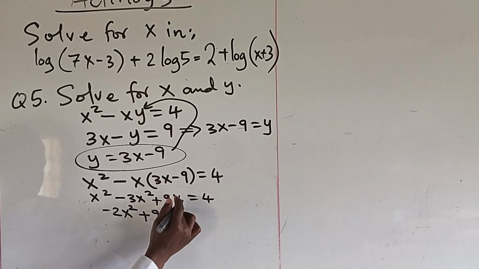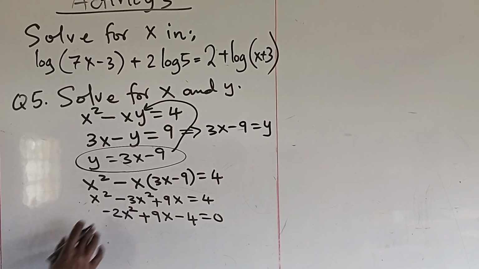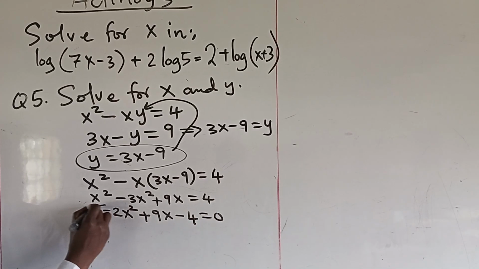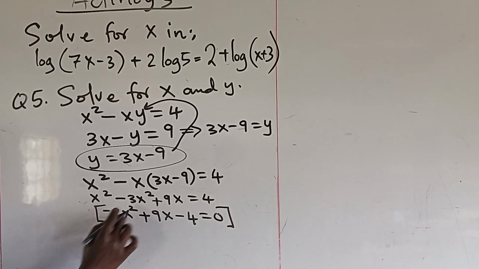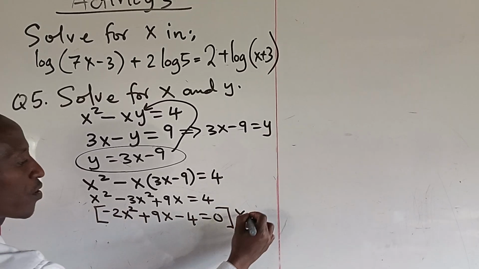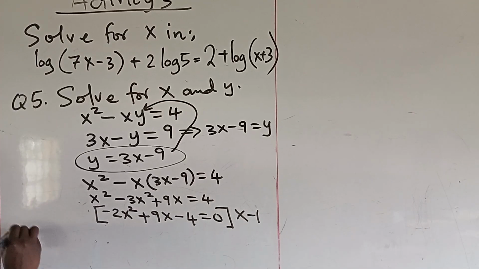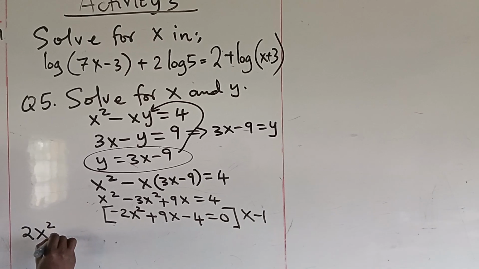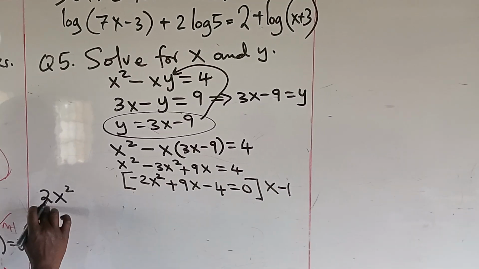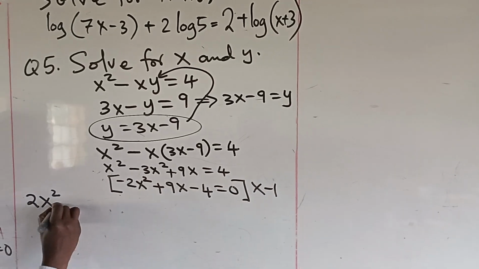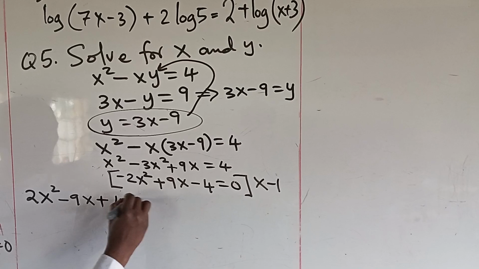We bring this 4 onto this side, minus 4 to get us a 0. Now that quadratic equation, we can make it have the multiplier of x squared being positive by multiplying it out by negative 1. And that will give us 2x squared, negative 1 by negative 2 is positive 2. Negative 1 here is negative 9x. Negative 1 onto negative 4 is positive 4, and that gives us 0.